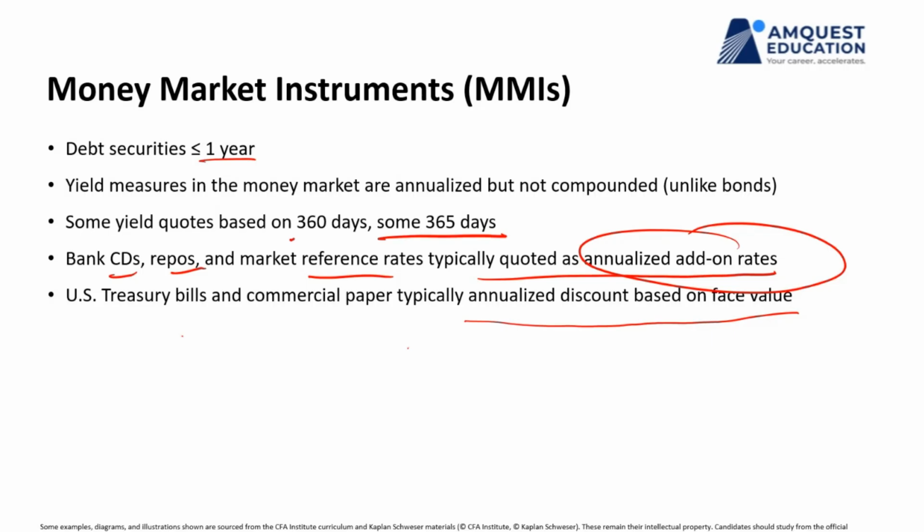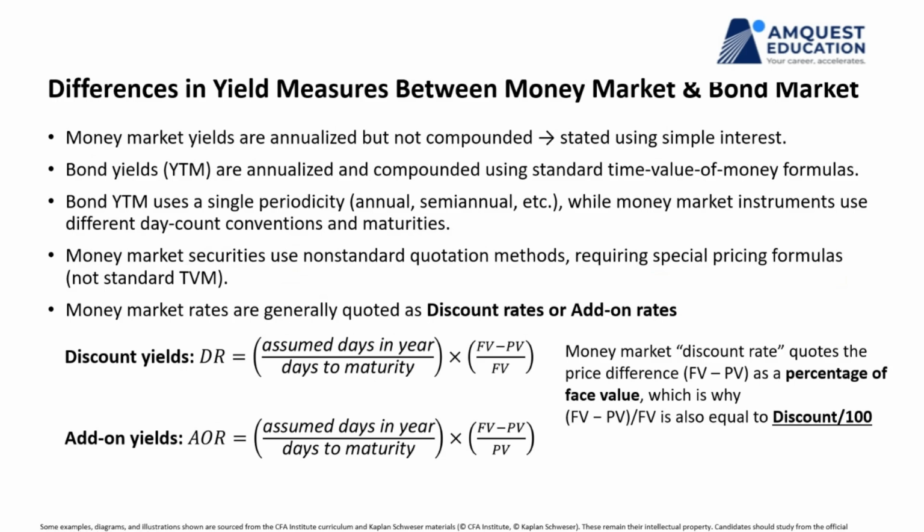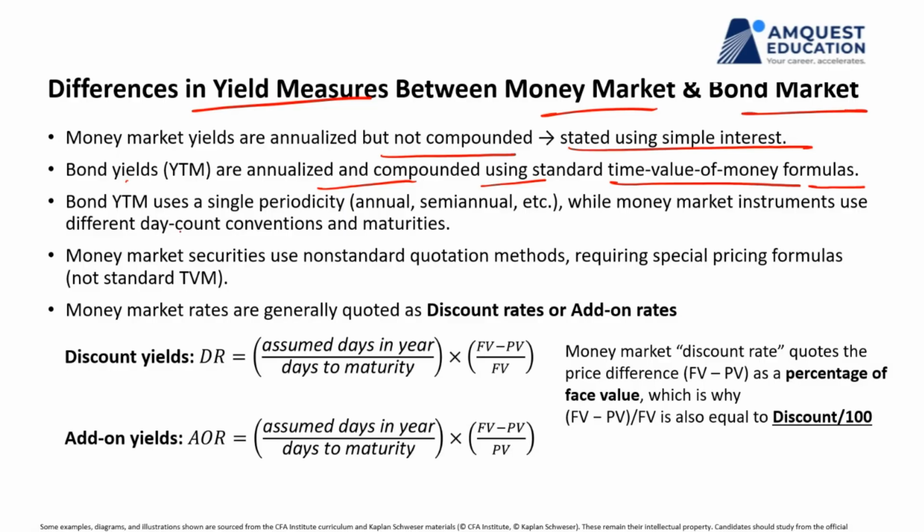So for example, money market and bond market, what is the difference between the yield measures? How do you measure yields? Money market yields are annualized but not compounded, as we said, stated using simple interest, while bond market yields are annualized and compounded using standard time value of money formulas. Bond YTM uses single periodicity, while money market instruments use different day count conventions and maturities.